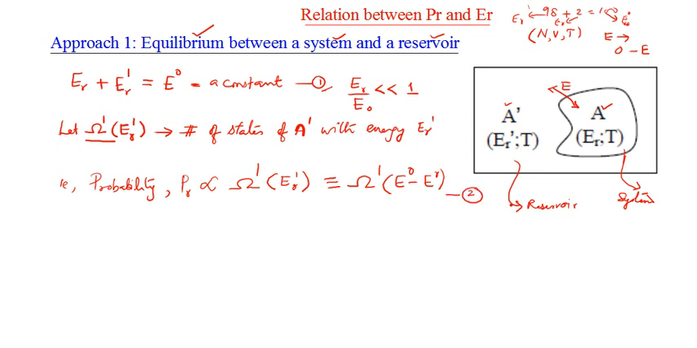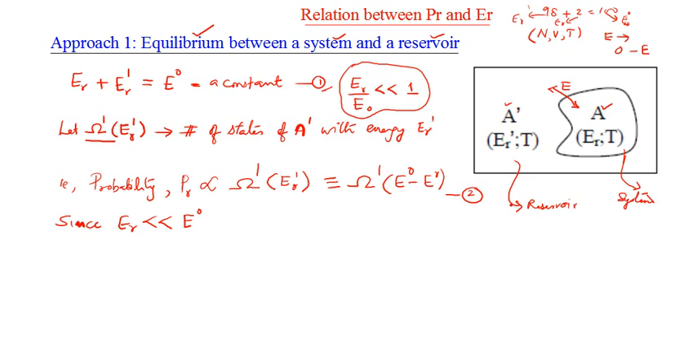Now we have made an assumption, not an assumption, it's a reality, that the energy of the system will be very, very small compared to the energy of the reservoir or the total energy. Since E_R is the energy of the state at a particular instant t, it is very small, negligible compared to the total energy of the system and the reservoir in total.